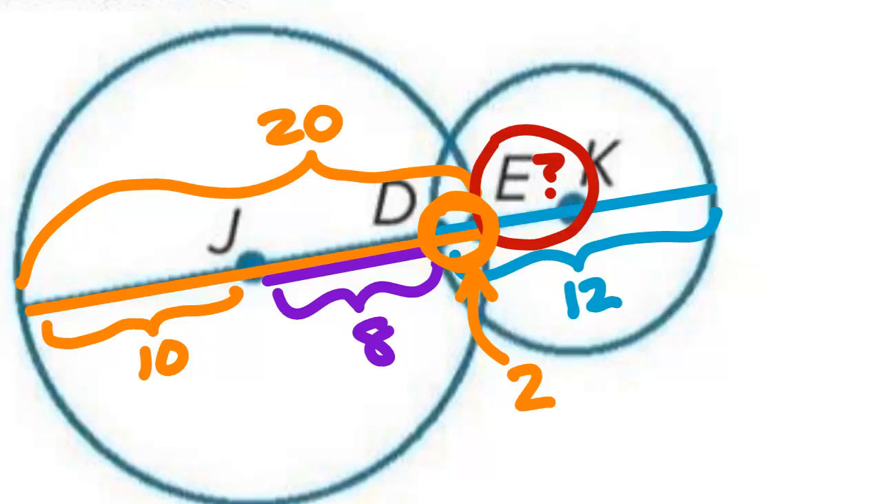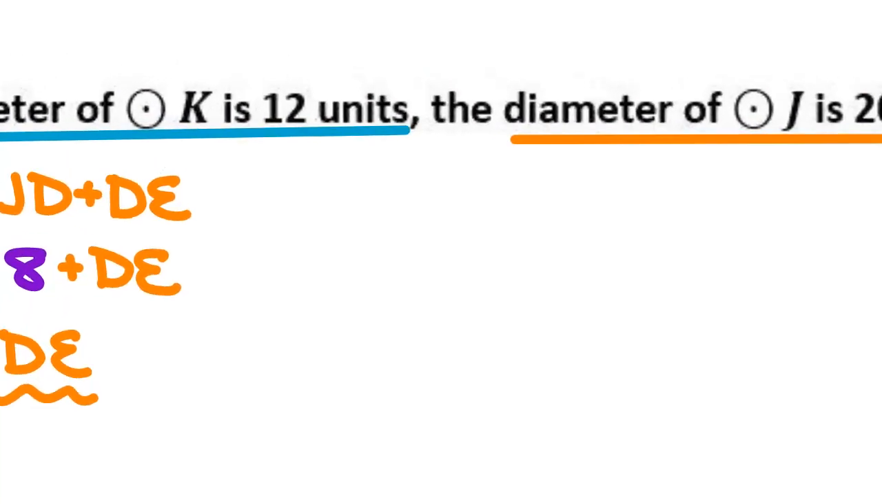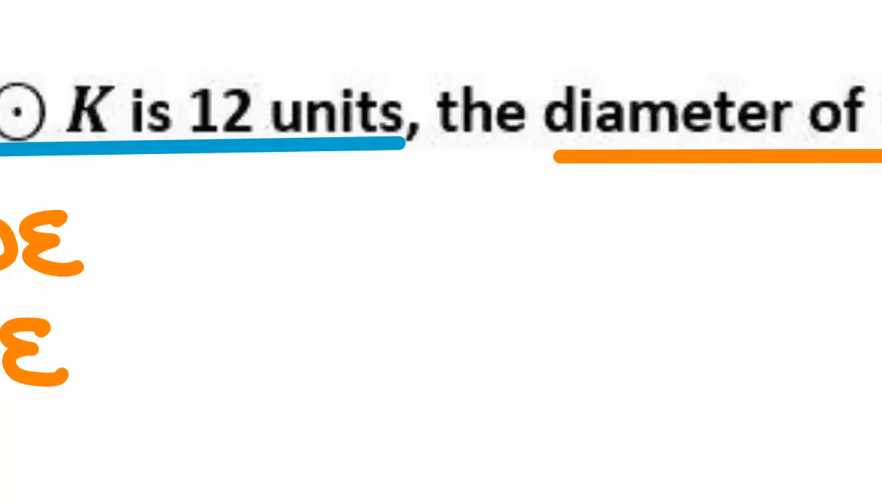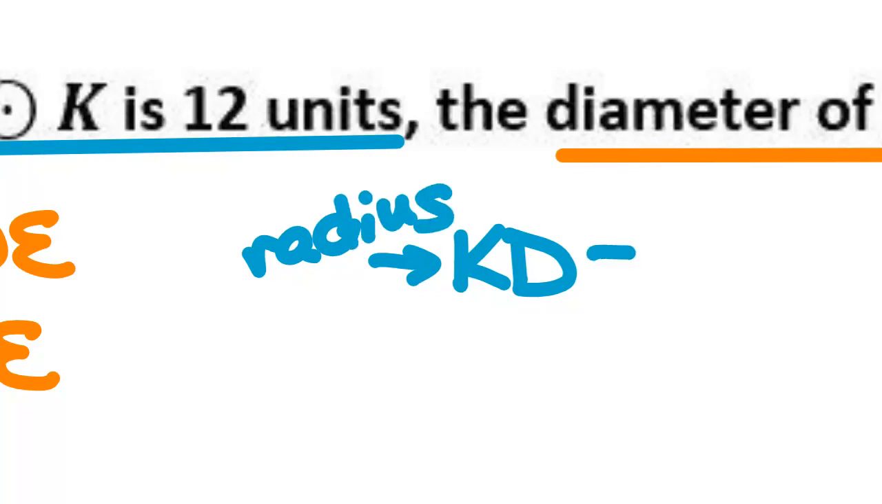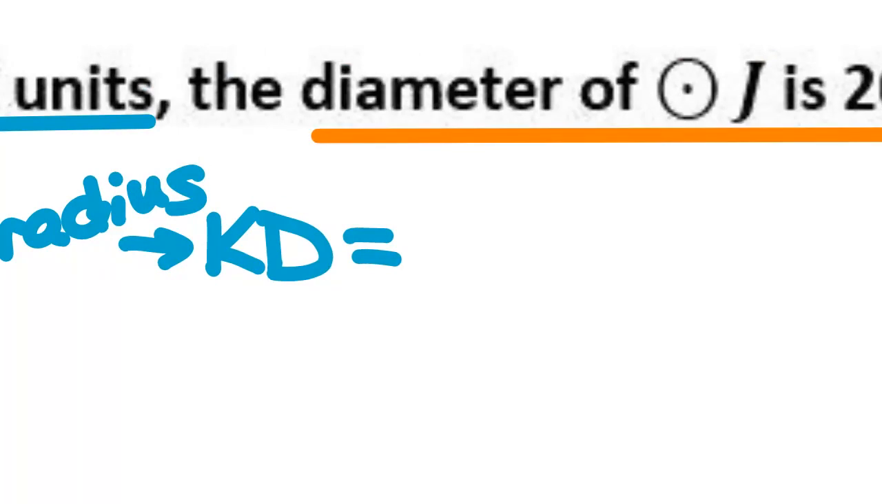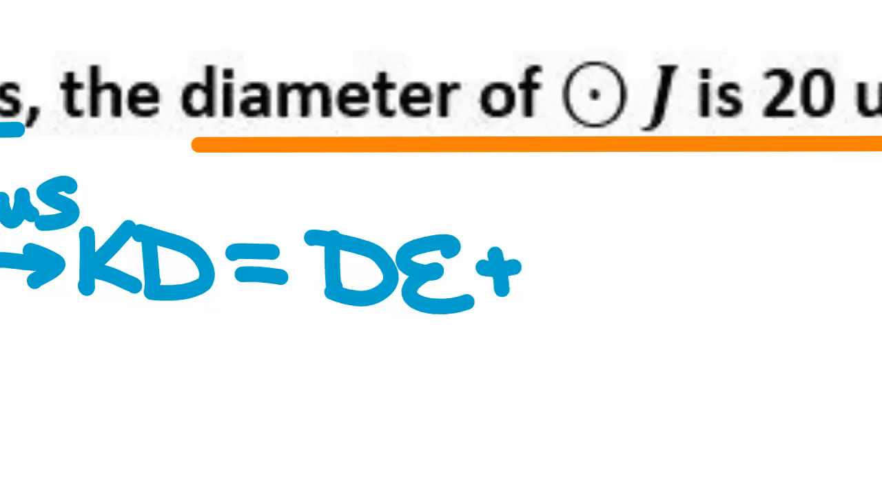Circle K, they said the diameter was 12, so how big's the radius? 6. Can you name the radius of circle K? KD. KD is a radius. And that is equal to what 2 segments added together? KD is what two smaller segments put together? DE and EK. DE plus EK.